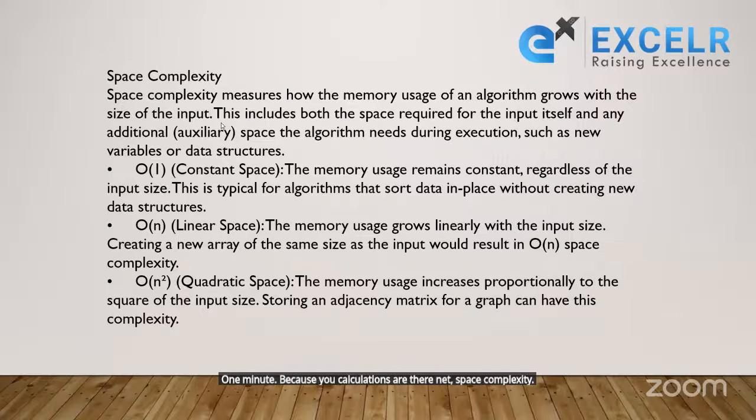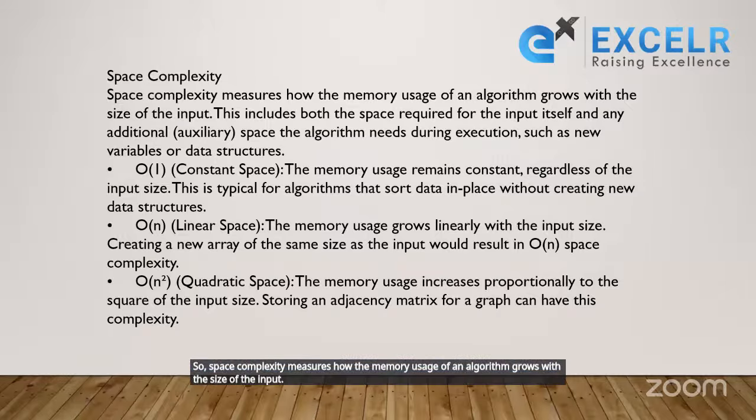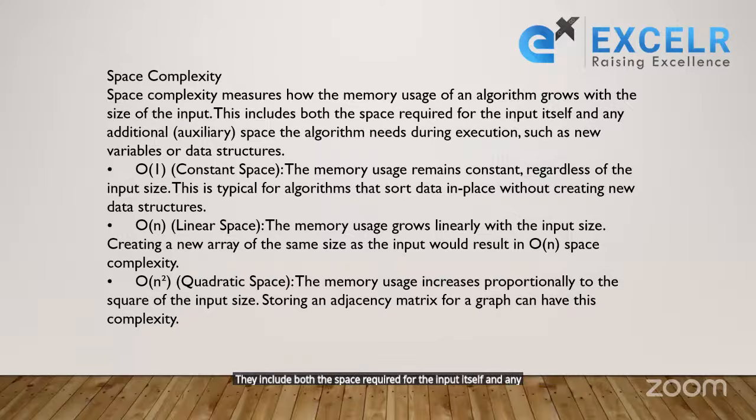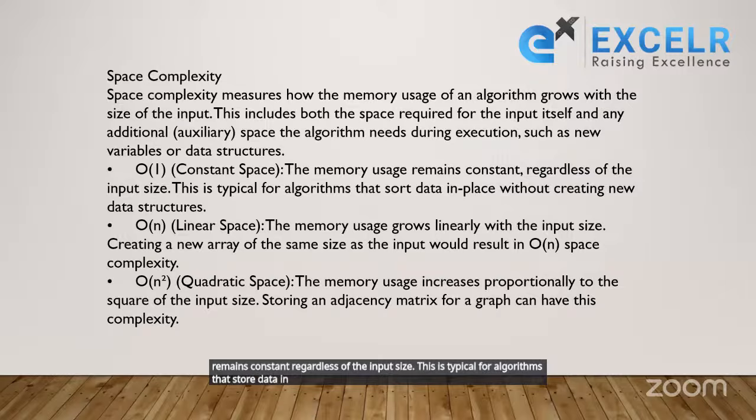Space complexity. So space complexity measures how the memory usage of an algorithm grows with the size of the input. They include both the space required for the input itself and any additional auxiliary space the algorithm needs during execution, such as new variables or data structures. For example, on the second day we were doing swap two variables without using a third variable and swap two variables with the help of a third variable. So when we were taking a third variable, we were using extra space. So we have O of 1 constant space, the memory usage remains constant regardless of the input size. This is typical for algorithms that store data in place without creating new data structures.